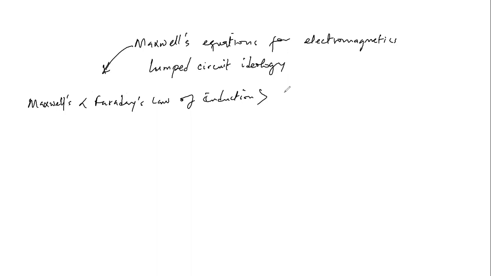Here, Maxwell postulated that the time rate of change of the magnetic flux induces a voltage in the path surrounding it. And here we have something like this, where this is the electric field intensity and this is the magnetic flux density.